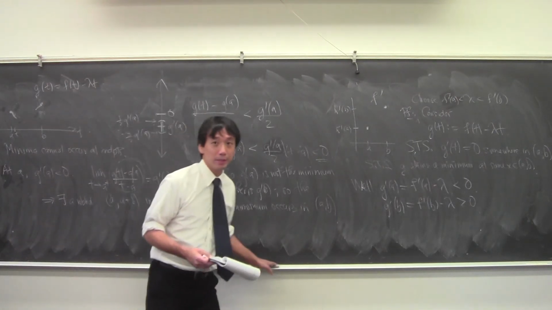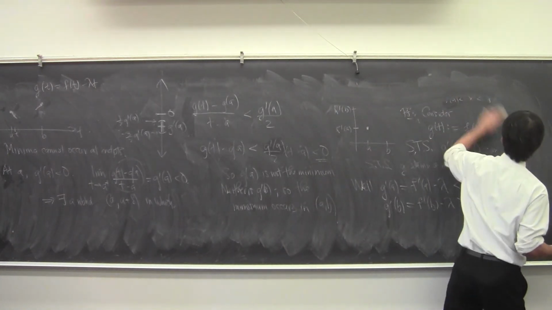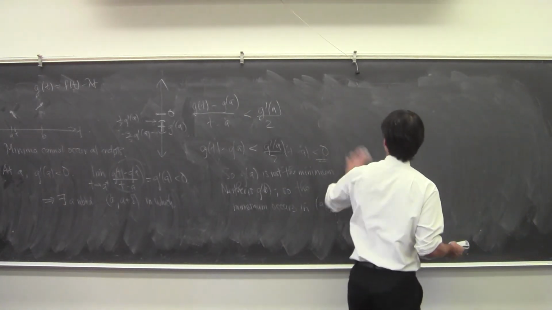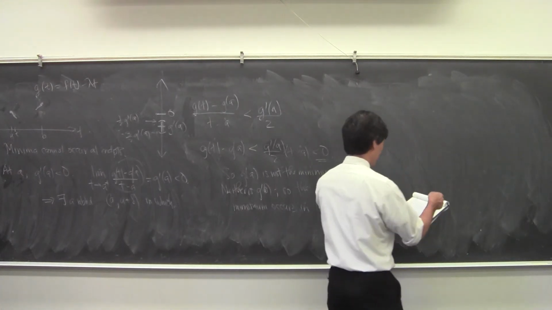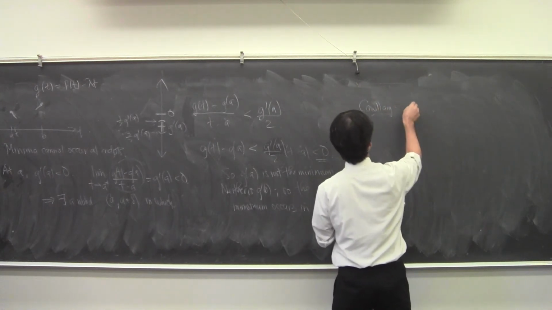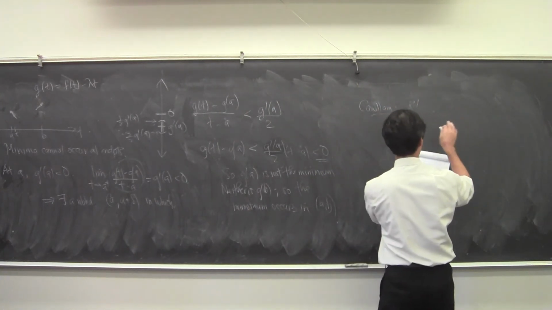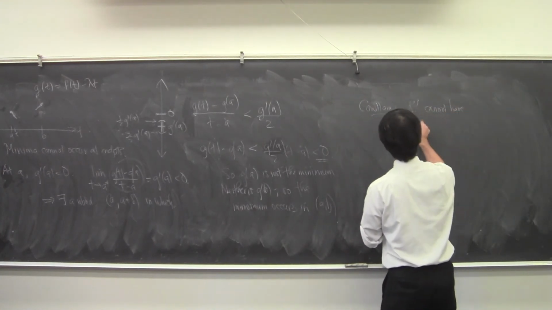Okay, so that gives us this intermediate value property for derivatives. So as a corollary, derivatives cannot have any simple discontinuities.